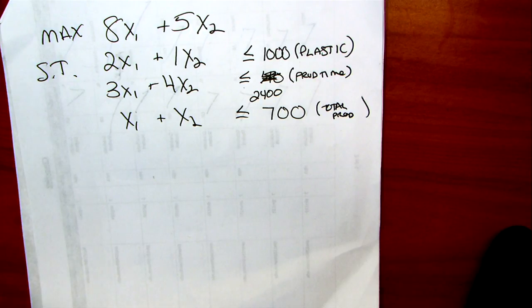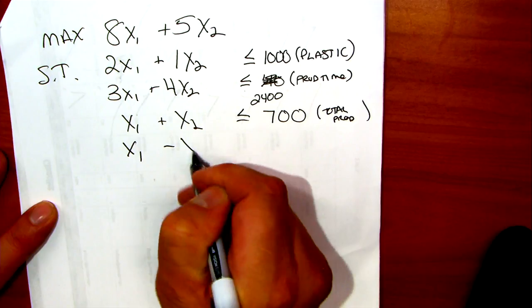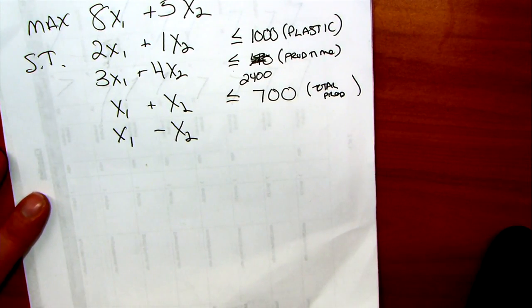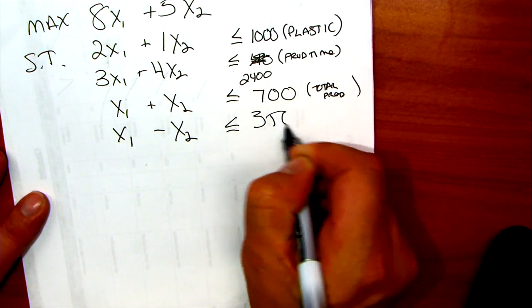So if someone can help me write that, what would I write? And I've got to have the difference on the left-hand side. X1 minus X2 has to be what? Less than or equal to 350.